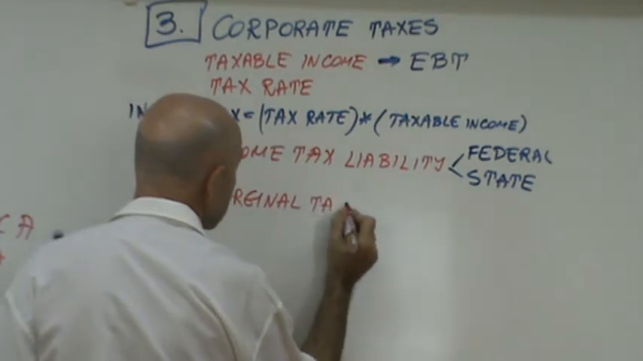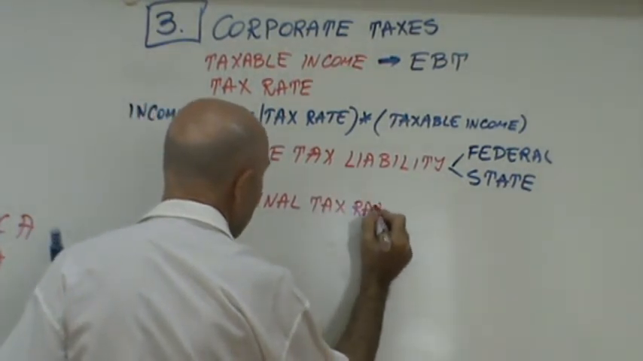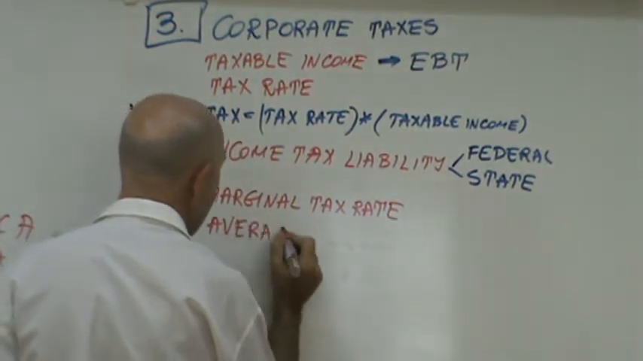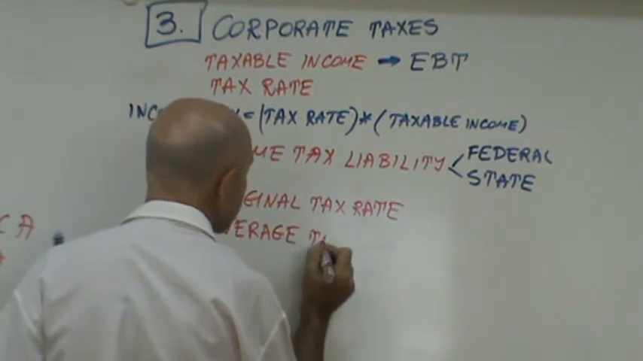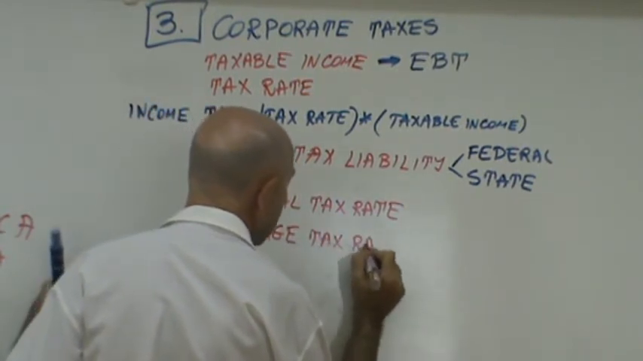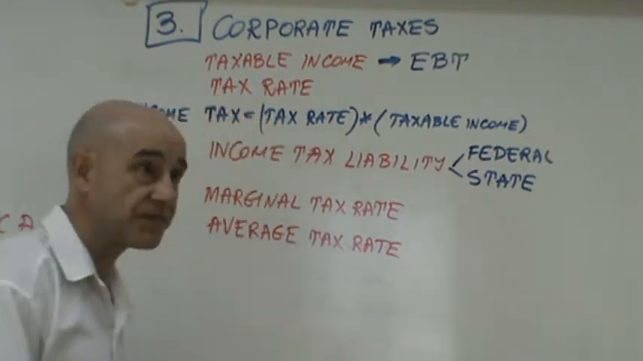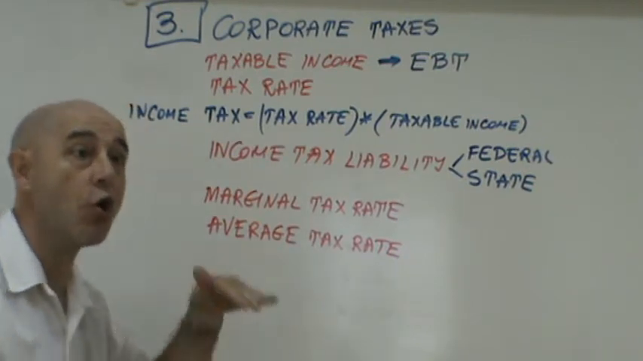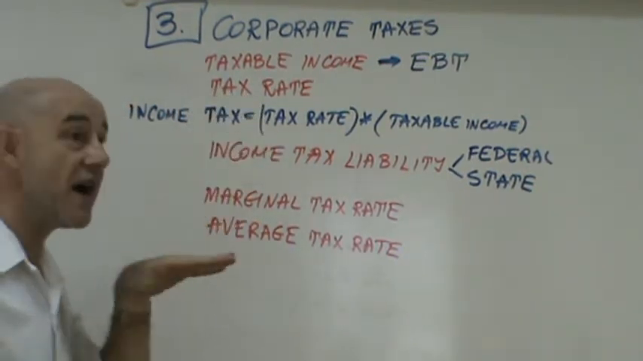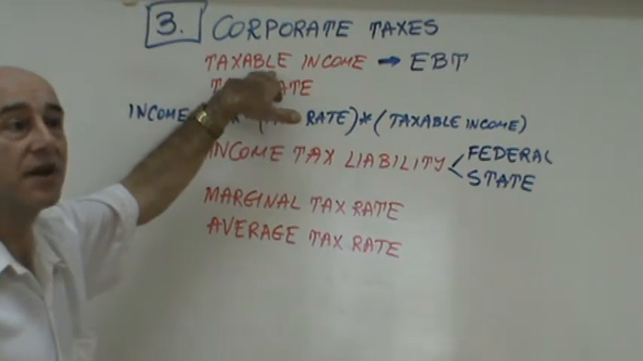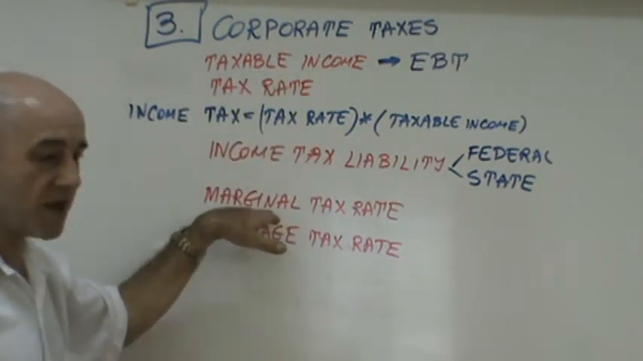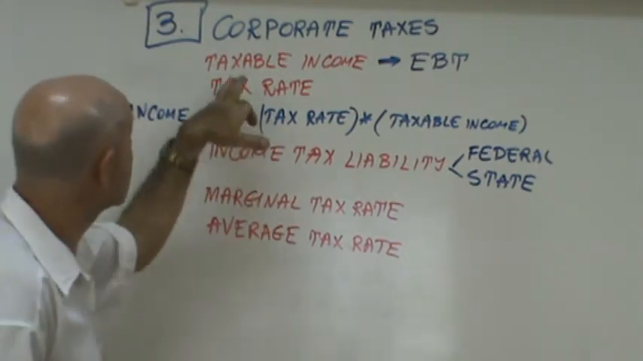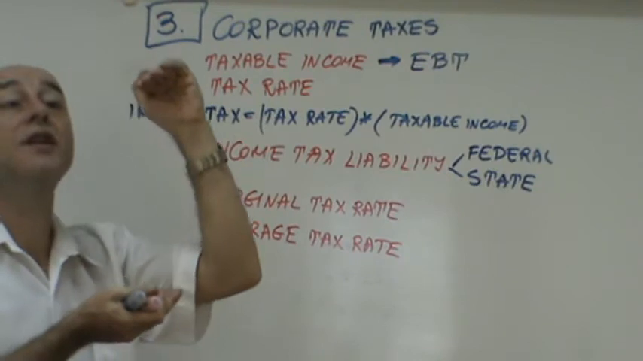Marginal tax rate. And the other one is average tax rate. The average tax rate is fairly straightforward. It's simply the total tax that you have to pay divided by your taxable income. Marginal tax rate means the following. It means only the percentage or the tax rate that you have to pay on your last income.